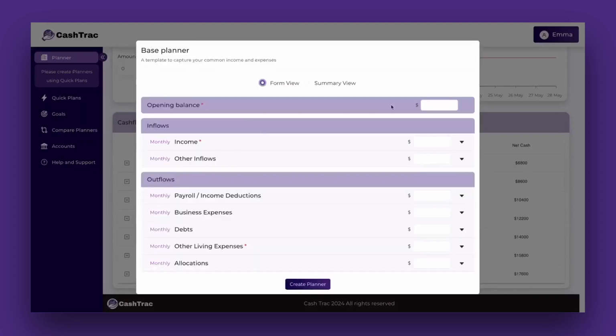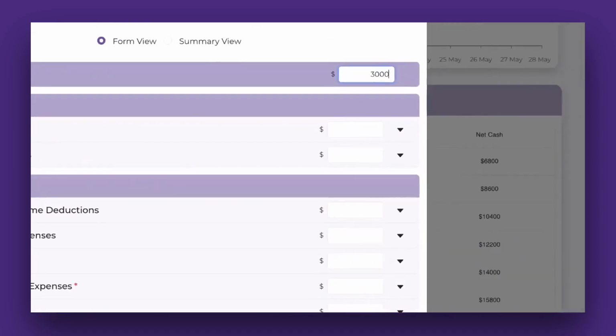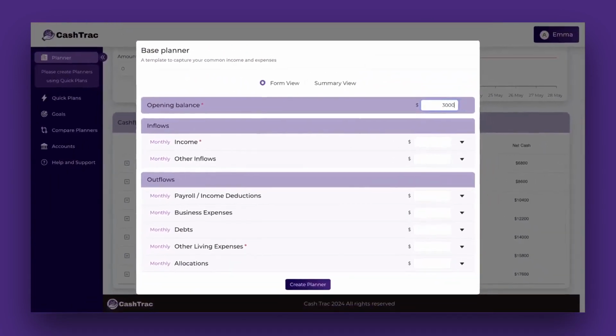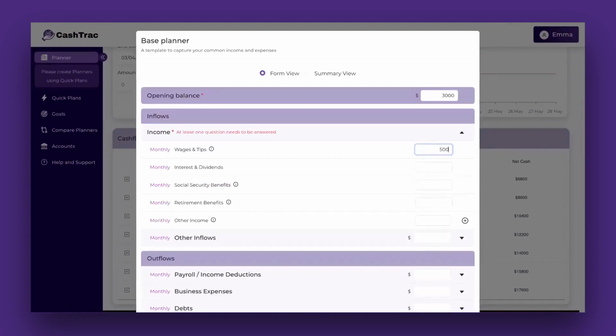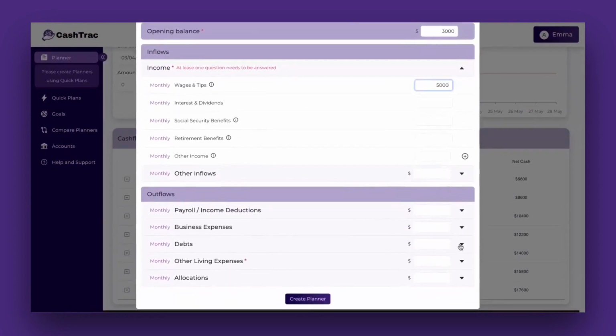To ensure accurate cash projections, she navigates to the form view of the base planner and begins filling it out meticulously. She starts by entering her current account balance. Next, Emma inputs her monthly income, including wages, tips, and any additional sources of revenue.